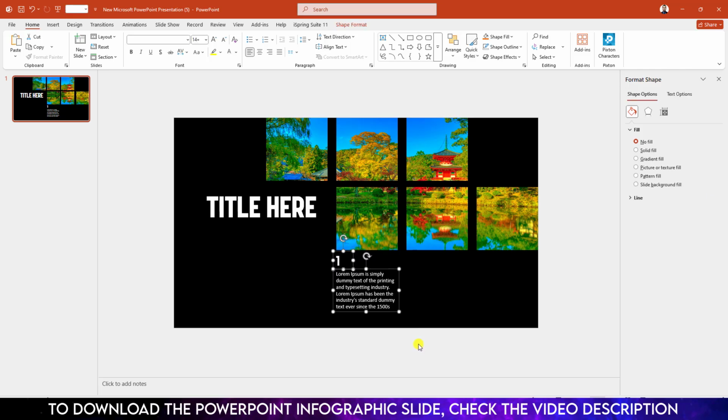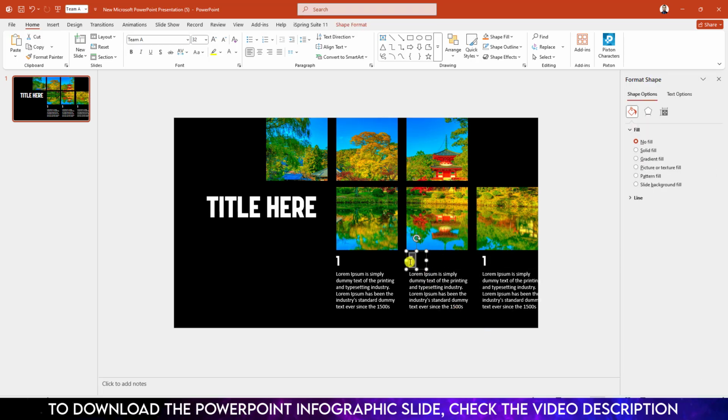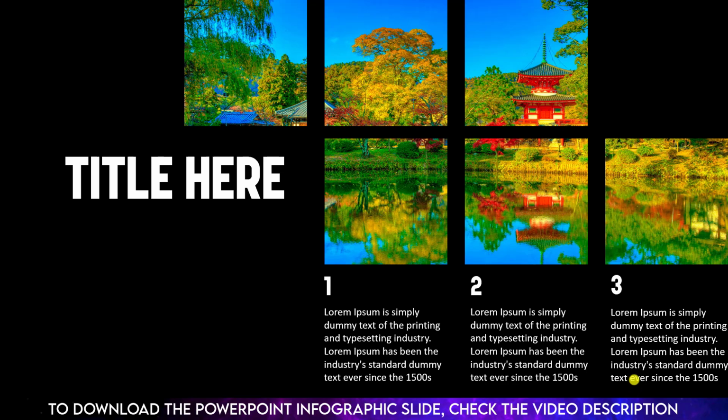Now select these two, press Ctrl D to duplicate, place it like this, press Ctrl D to duplicate and change the number to 2 and over here 3. And here you will see this is looking very beautiful.